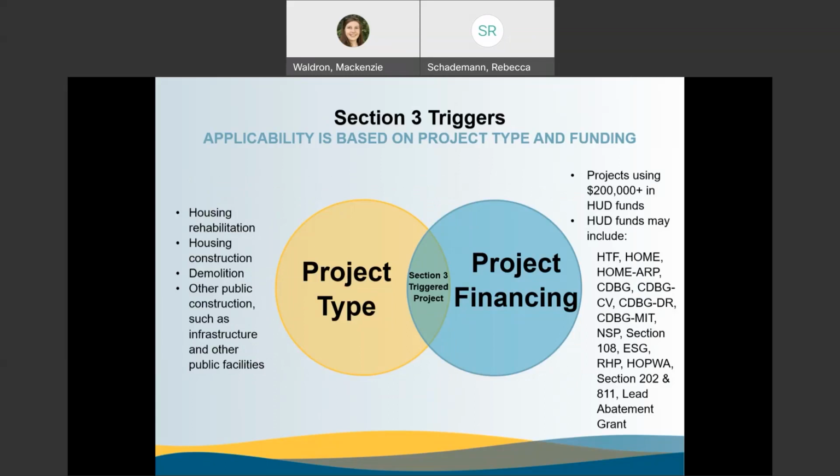This slide is intended to create a visual of when Section 3 is triggered. Section 3 applicability is dependent upon the type of project and project financing as described on the last slide. Section 3 projects are those that involve housing rehabilitation, housing construction, demolition, or other public construction, and exceed the threshold of $200,000 of HUD funds. As listed on the slide, HUD funds may include HTF, HOME, HOME-ARP, CDBG, and a slew of other options.